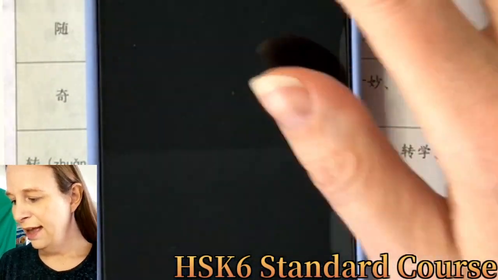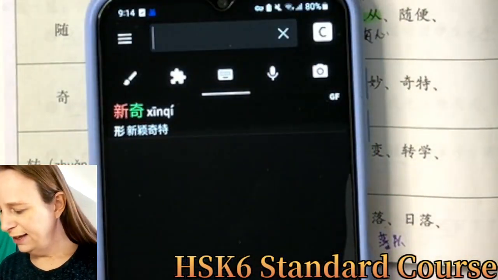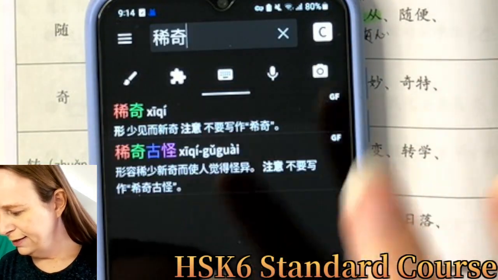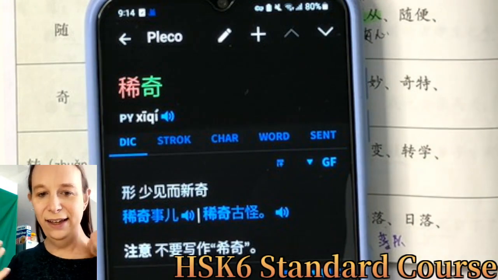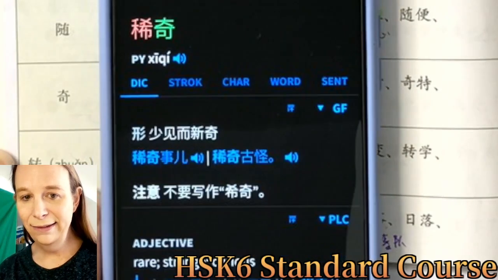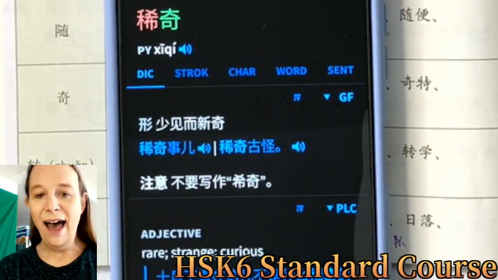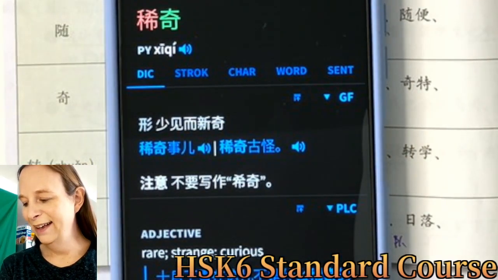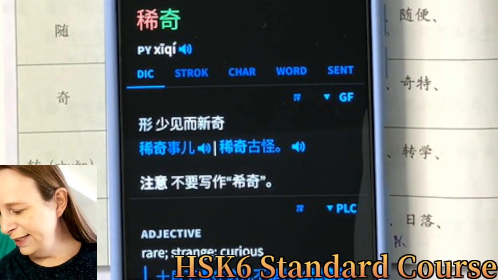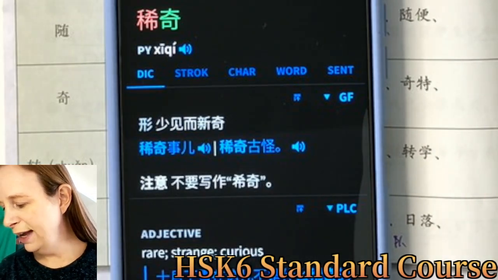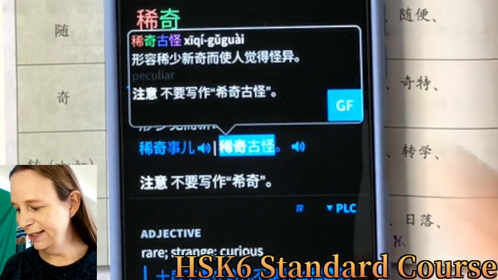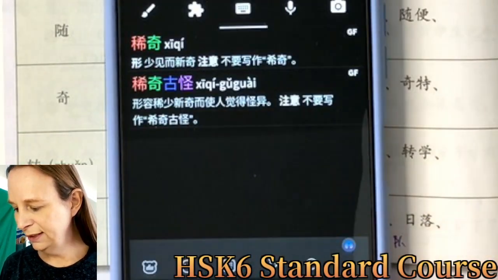Yeah. And I'm guessing 稀奇 is much the same. 稀奇. It's interesting and curious because it's rare, not because it's new. Rare, 少见, like 新奇. Oh, okay. So it's rare and new and curious. 稀奇, sure, 稀奇古怪. Is that really the phrase? Isn't it 稀奇古怪?